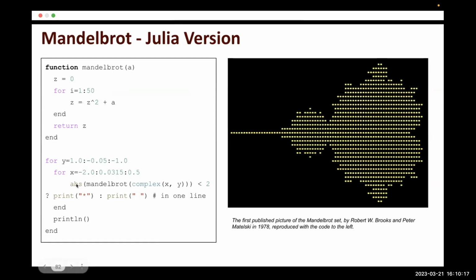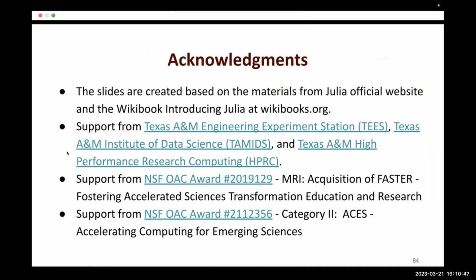So then I calculate my Mandelbrot complex. I use x and y to construct my A, which is a complex number. I then use a Mandelbrot function call to calculate my Z here. Then whenever my Z is less than 2, I print out a star, and if less than 2, print a star. Otherwise, print a space.